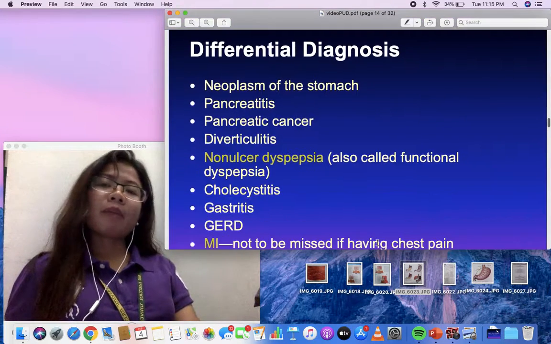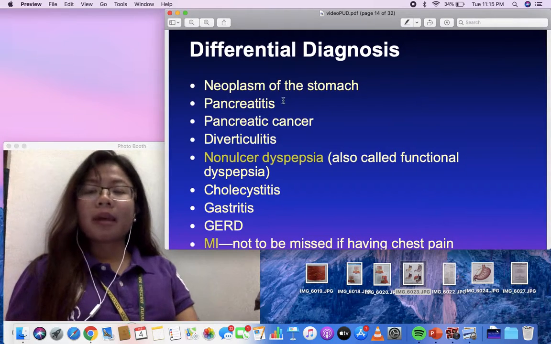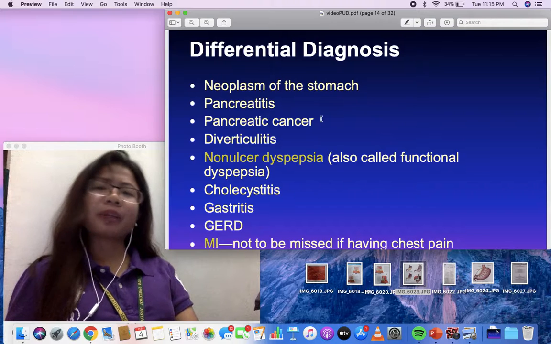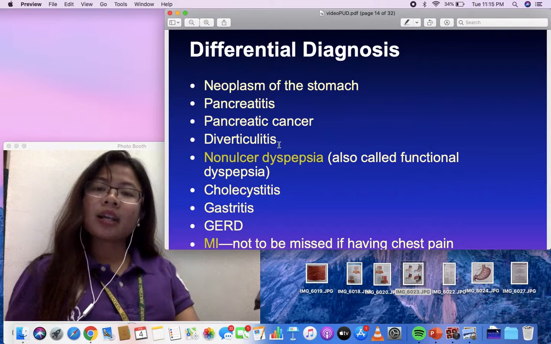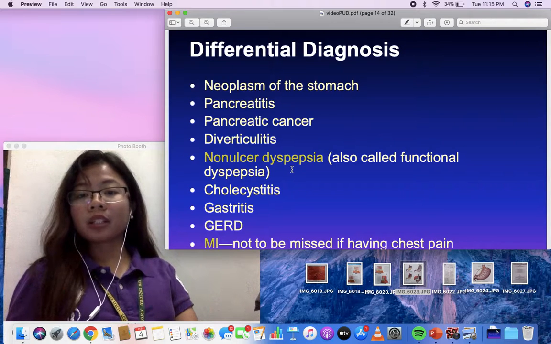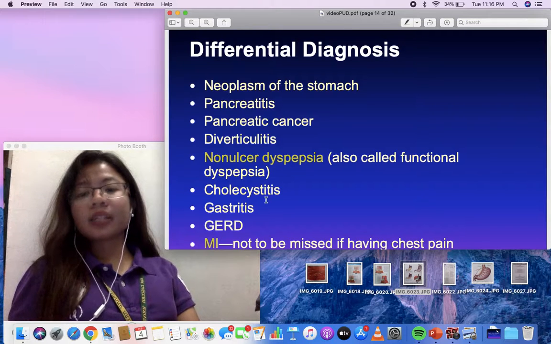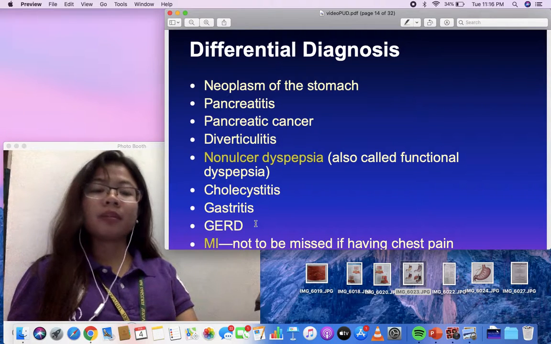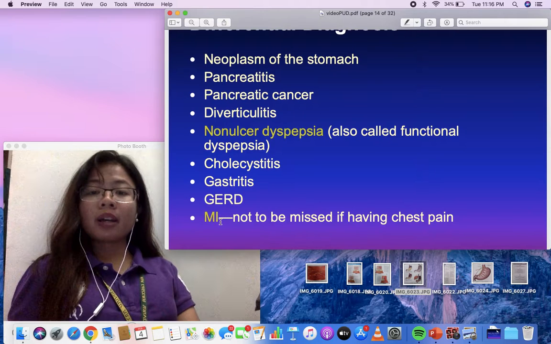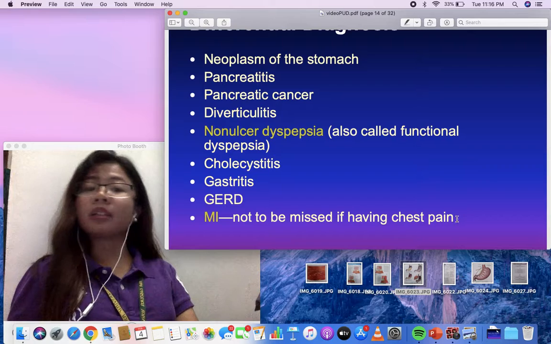Next, let's know about the differential diagnosis. First is neoplasm of the stomach, pancreatitis, pancreatic cancer, diverticulitis, non-ulcer dyspepsia, also called functional dyspepsia, cholecystitis, gastritis, GERD, and myocardial infarction or MI, which must not be missed if the patient has chest pain.